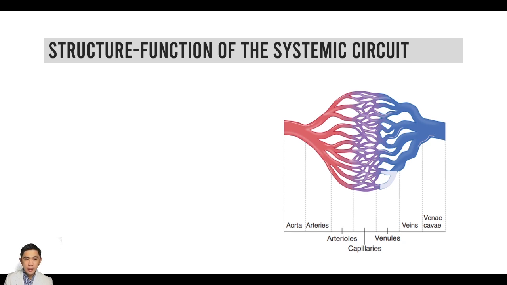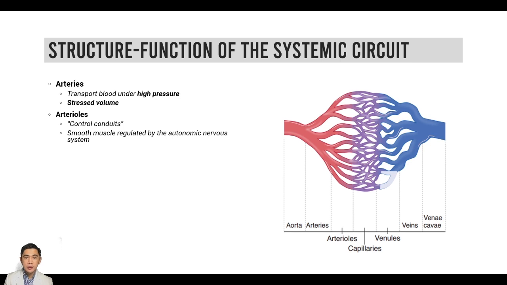To elaborate further, arteries transport blood under high pressure because it is coming from the left side of the heart. Since it is under high pressure, this is sometimes called the stressed volume. Volume with pressure is stressed volume. Arterioles are sometimes called control conduits because these vessels are regulated by their smooth muscles and mainly influenced by the autonomic nervous system. The arterioles are the site of highest resistance in the cardiovascular system.